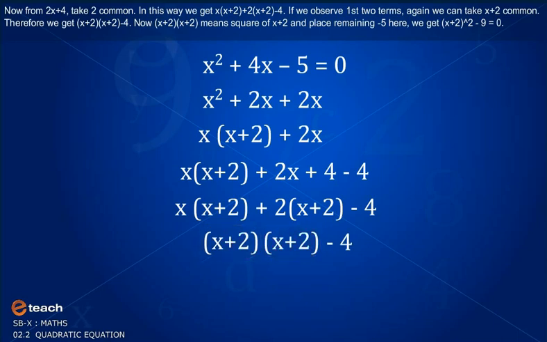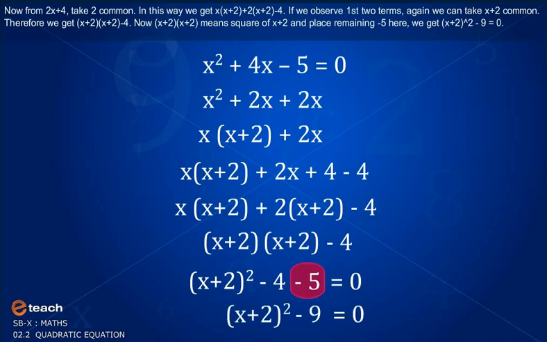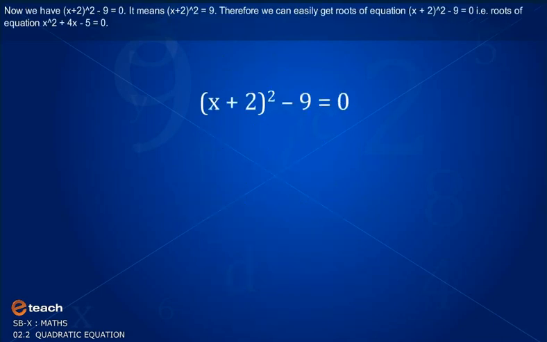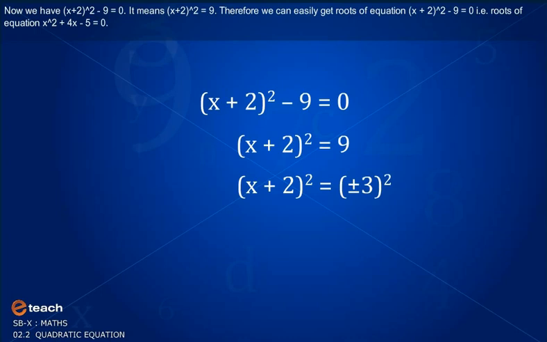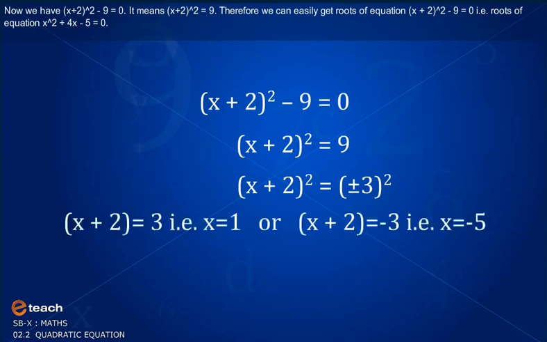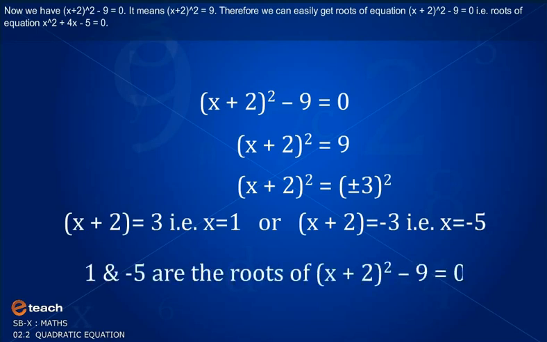Now, x plus 2 into x plus 2 means square of x plus 2, and place the remaining minus 5 here. We get x plus 2 whole square minus 9 is equal to 0. Now we have x plus 2 whole square minus 9 is equal to 0. It means x plus 2 whole square is equal to 9. Therefore, we can easily get the roots of the equation x plus 2 whole square minus 9 is equal to 0, that is, the roots of the equation x square plus 4x minus 5 is equal to 0.